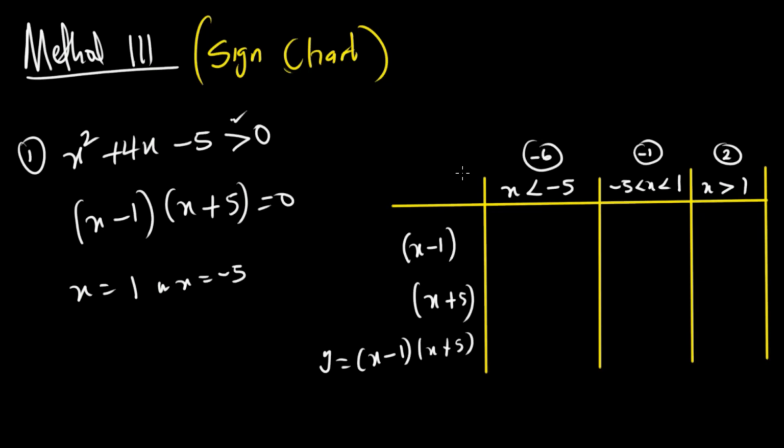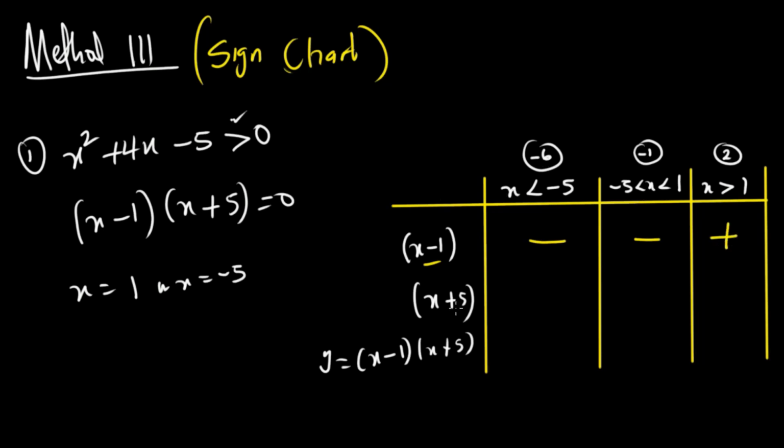If you have negative 6, substituting it into this factor, we have negative 6 minus 1, so we have a negative answer, which is negative 7. We simply put negative here. Again, if you substitute negative 1, we have negative 2. So we simply put negative here. And if I substitute 2 minus 1, that's positive 1. So I have positive here.